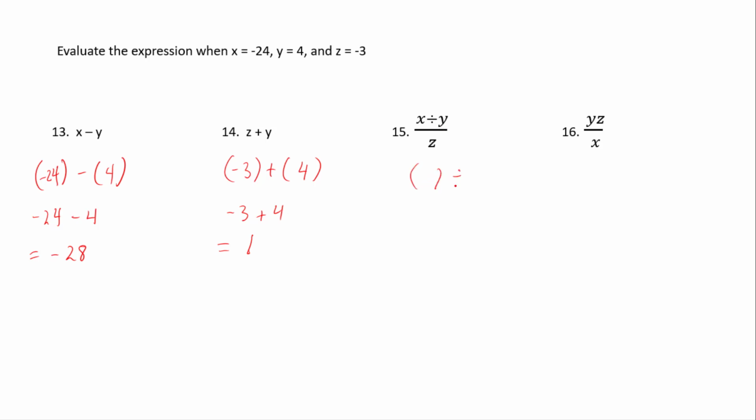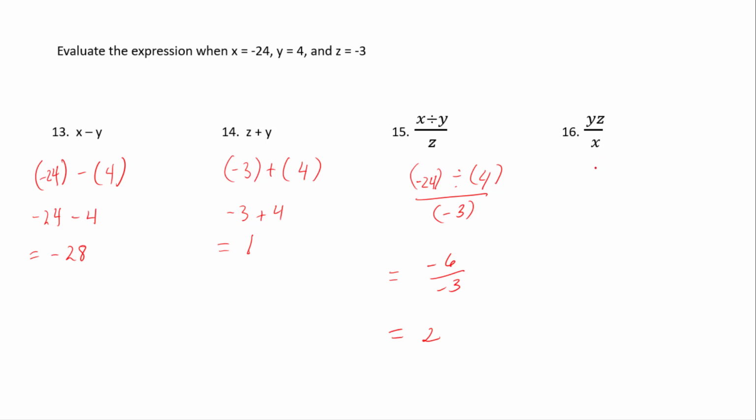X divided by y divided by z. X is negative 24. Y is 4. Z is negative 3. We have to follow the order of operations, so we need to do this first. Negative 24 divided by 4, negative divided by positive is negative 6. Now, negative divided by negative is positive. 6 divided by 3 is 2.